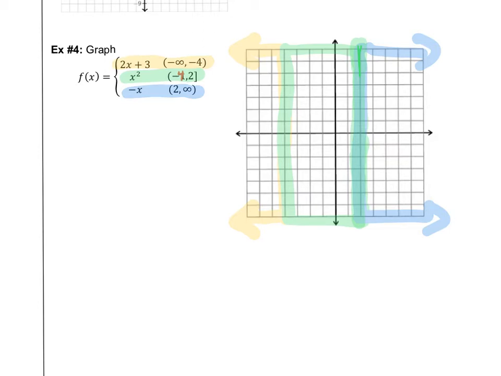Let's graph this thing. So 2x plus 3. Now there's a lot of things that I could do here. And if you're at all unsure how to graph a certain function, what I recommend is that you make a t-chart. Let me show you how you can do that. So here's your t-chart, here's your x values, here's your y values.